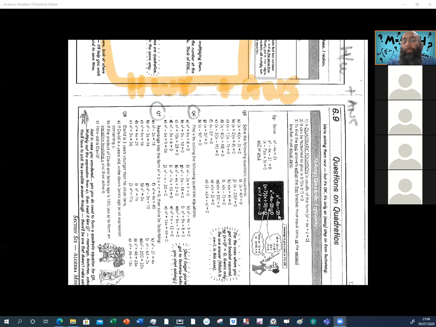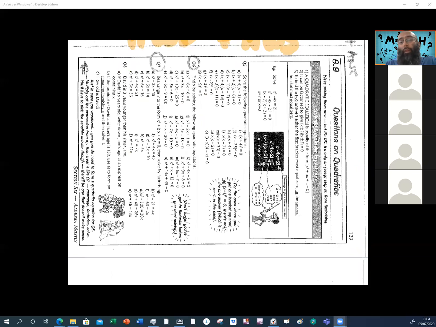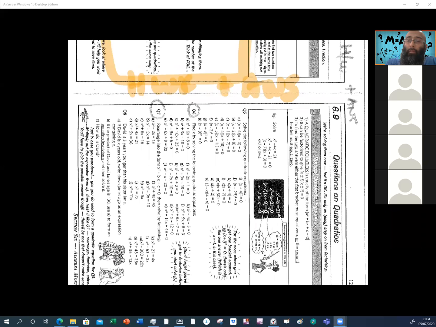And then we move over here. It says solve the following. So we've already been doing solving. So solve the following, all of those. Question 6 says find the solutions for, so when you find the solutions, it's what we've just been doing.